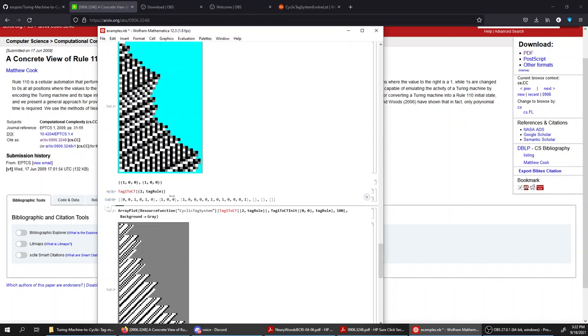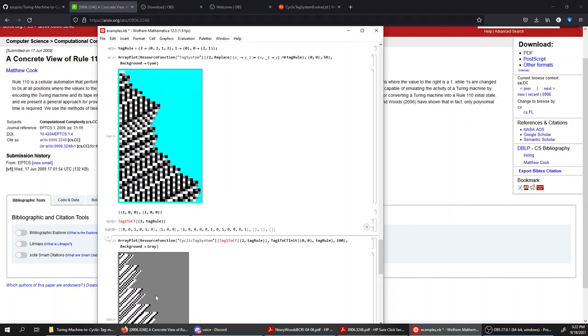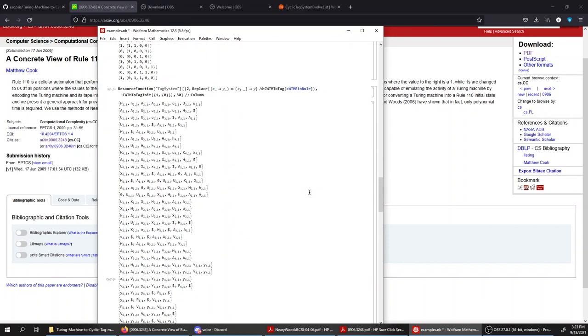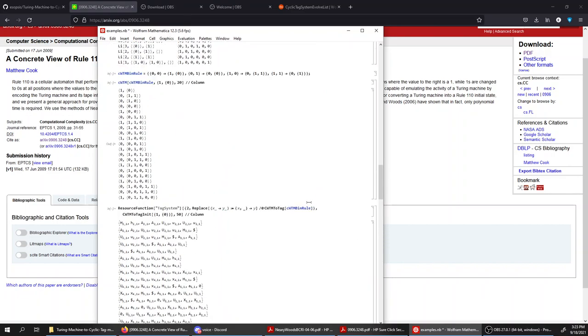But hopefully you guys can just believe me that this is a cyclic tag system, and it's doing the same thing as this tag system. And when I get to the end, I can show you all the steps from going from one Turing machine to one cyclic tag machine and show you how it blows up. But this one is just showing a few simple examples.